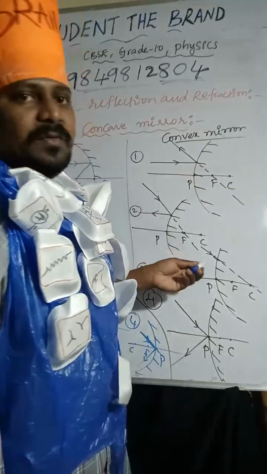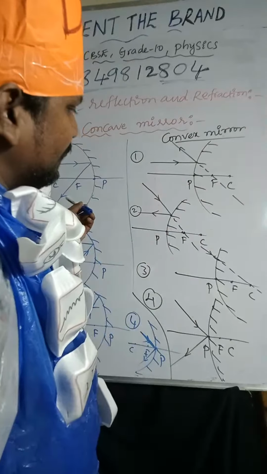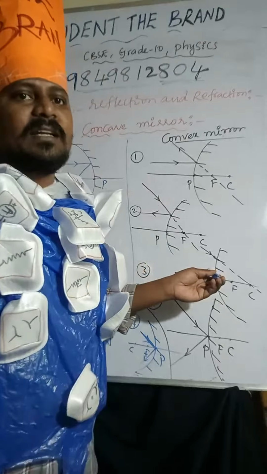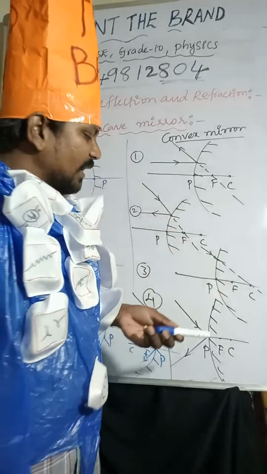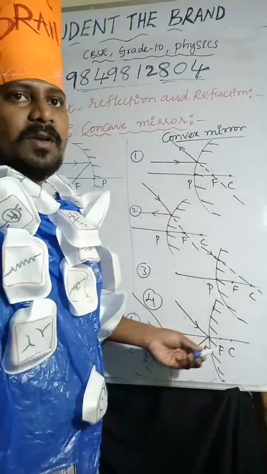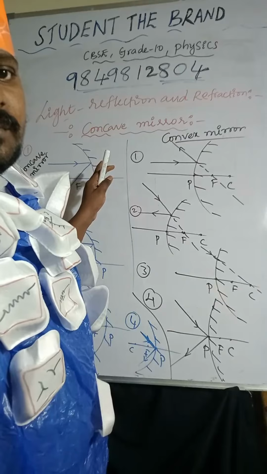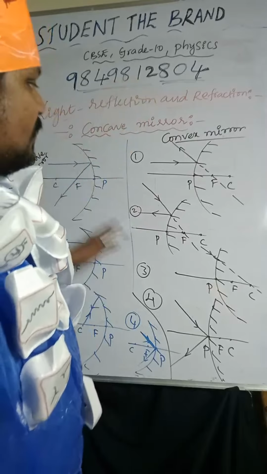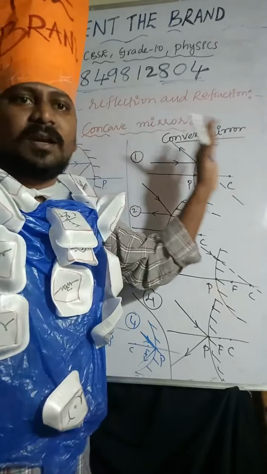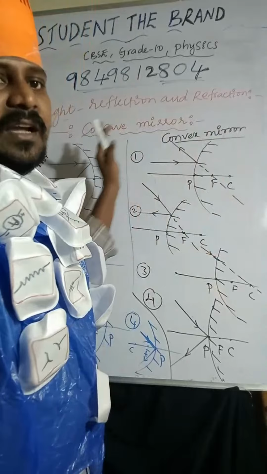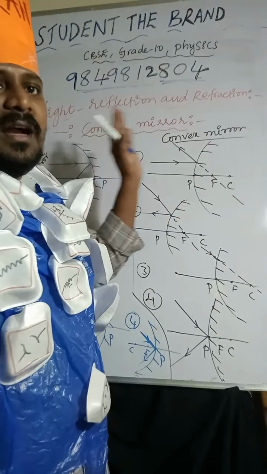Light ray passing through focus, after reflection, moves towards infinity. Light ray passing through the center of curvature retraces its original path. Light ray incident at the pole reflects back. So these are the ray rules of concave mirror and convex mirror.